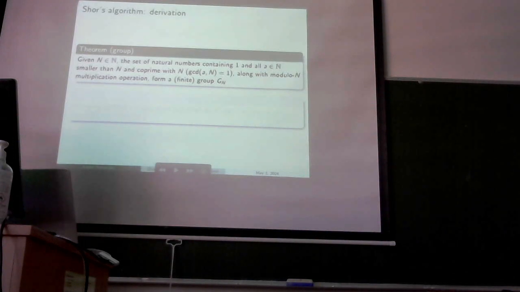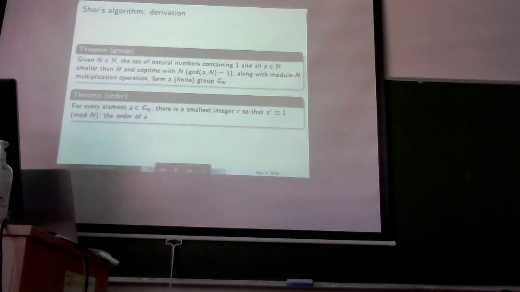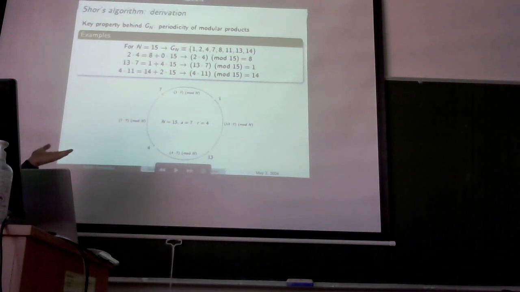And that set of numbers, along with the operation of modular multiplication modulo n, constructs a finite group which I'm calling Gn. And since this is a finite group, it immediately follows that every element is going to have an order. The order is the smallest integer r such that by applying repeated multiplications modulo n by a, we're going to eventually get to the element 1. In other words, this is the idea behind the periodicity in this kind of groups and in modular multiplication.